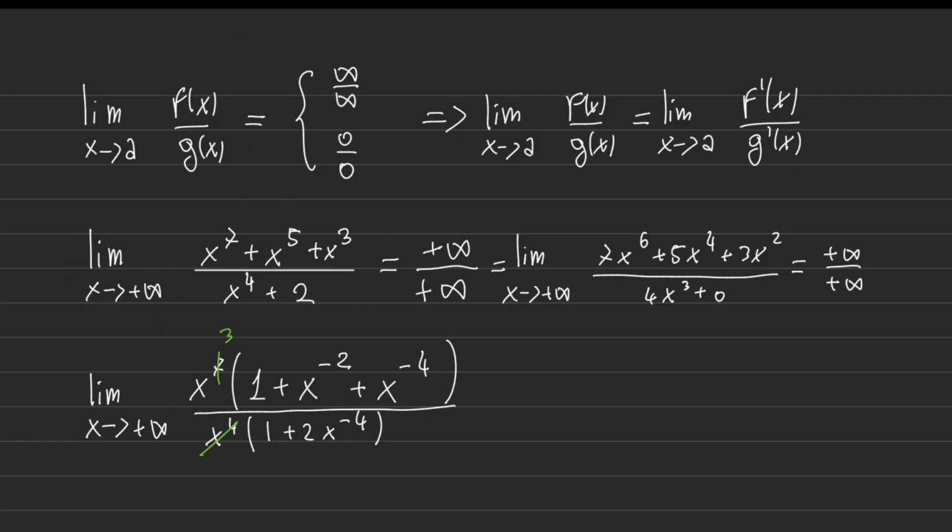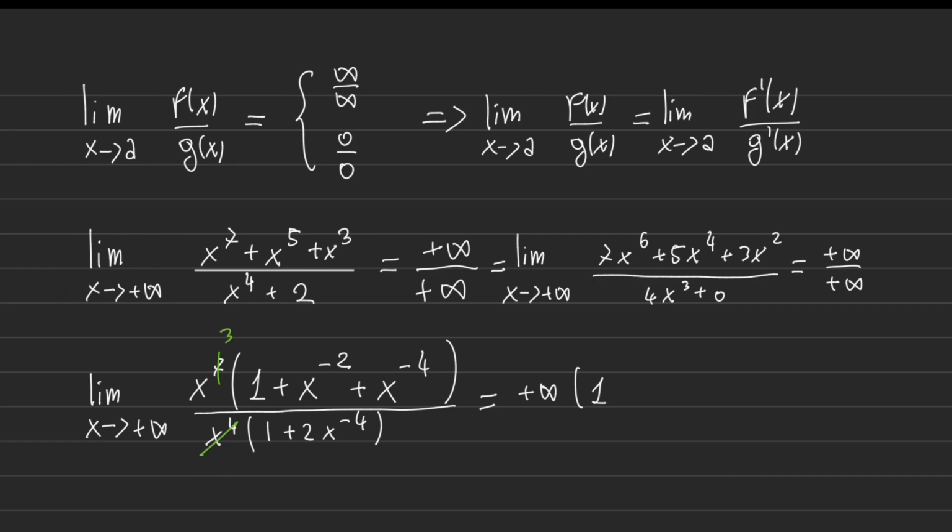And now, when I try to plug in plus infinity, what do I get? I get x to the power 3, which as x goes to infinity goes to plus infinity, times 1. And now x to the minus 2 is equal to 1 over x squared, which as x goes to plus infinity goes to 0. The same applies for x to the minus 4. Indeed, this is just equal to 1 over x to the power 4, and when x goes to plus infinity, 1 over x to the power 4 goes to 0.